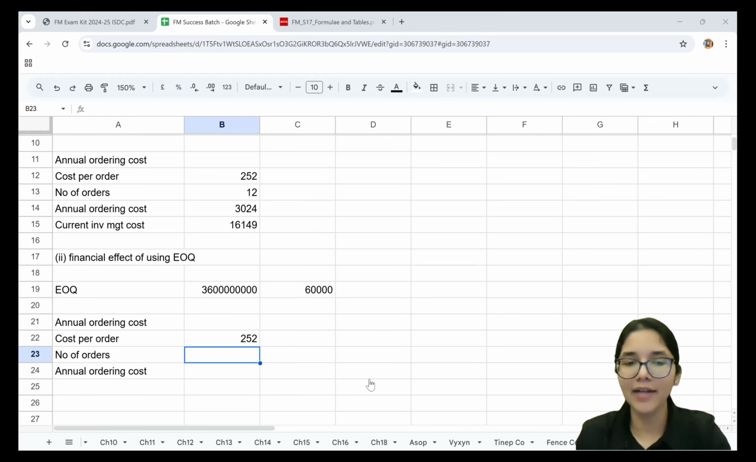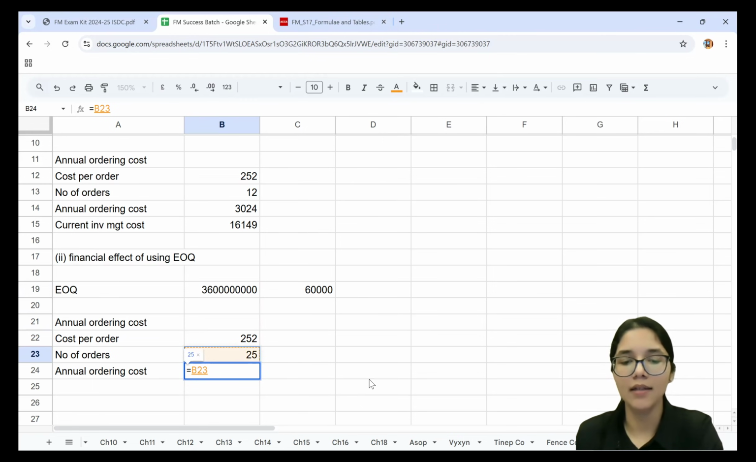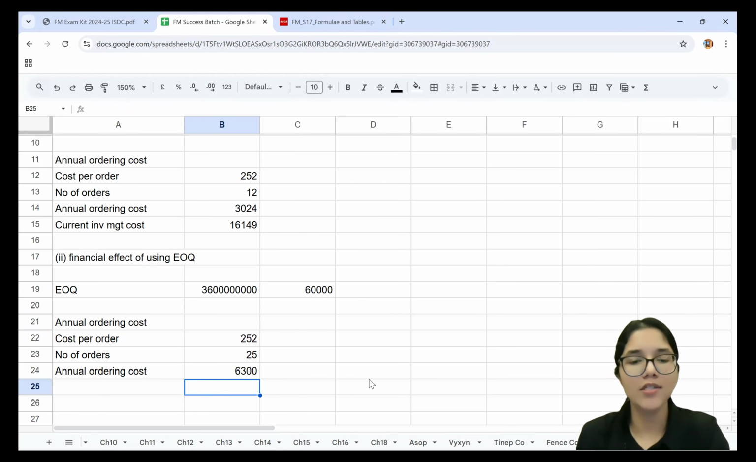25. How do you get to that? The annual demand of 1.5 million divided by your order quantity of 60,000. That means you will have to place 25 orders now. So how much would it cost you? $6,300 would be the cost you have to bear if you want to order the inventory in this particular quantity. Are you all with me till here? Ordering cost is good?